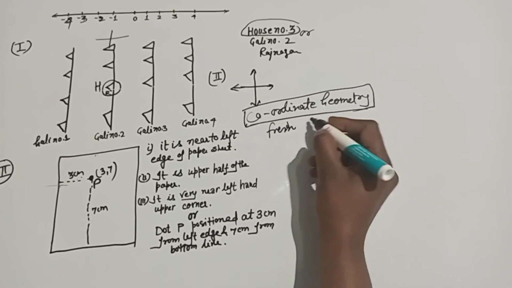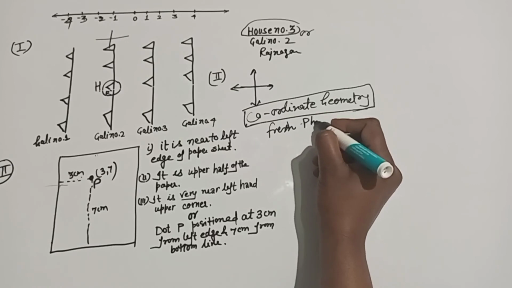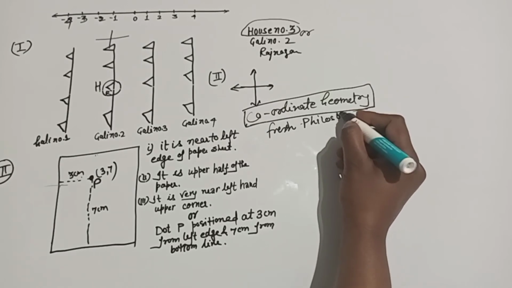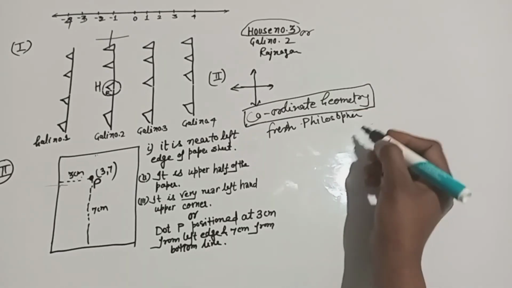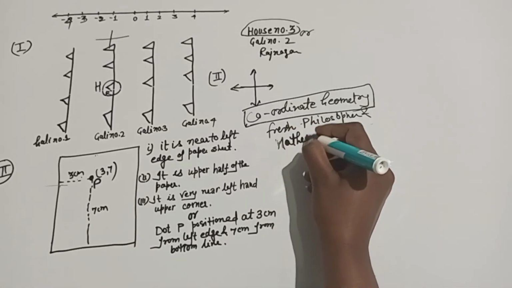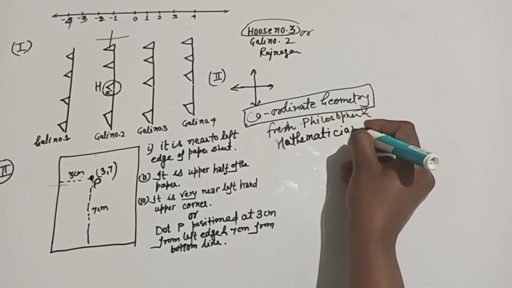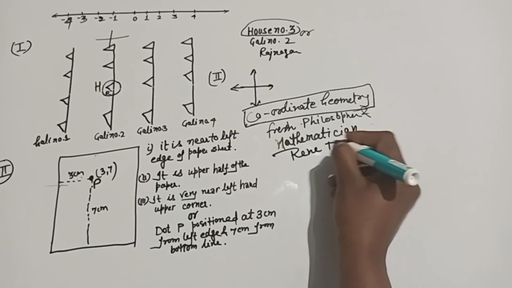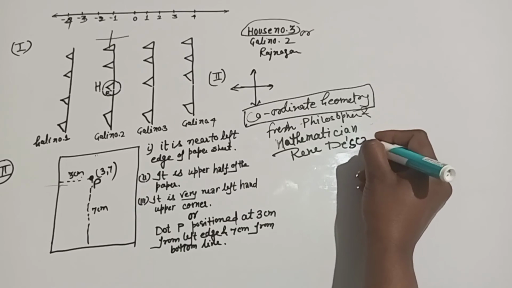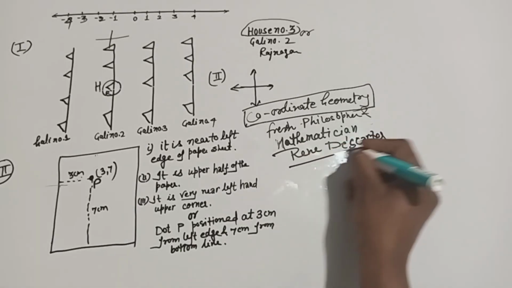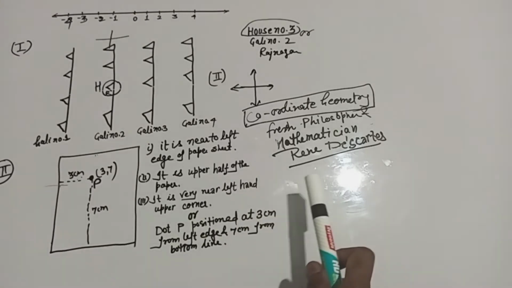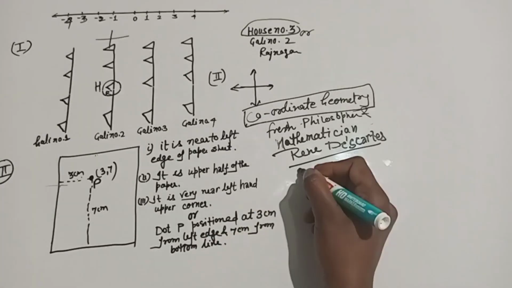A French philosopher and mathematician, Rene Descartes. So Rene Descartes is a French mathematician of the 17th century.